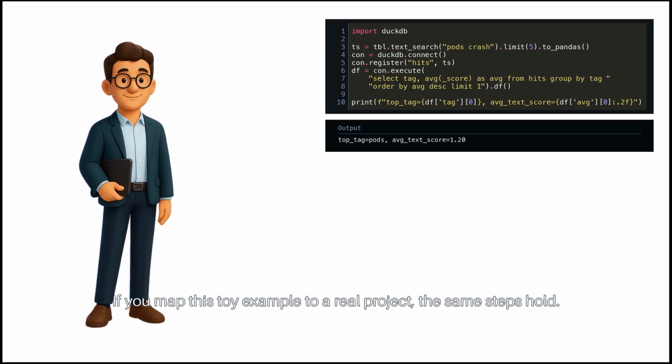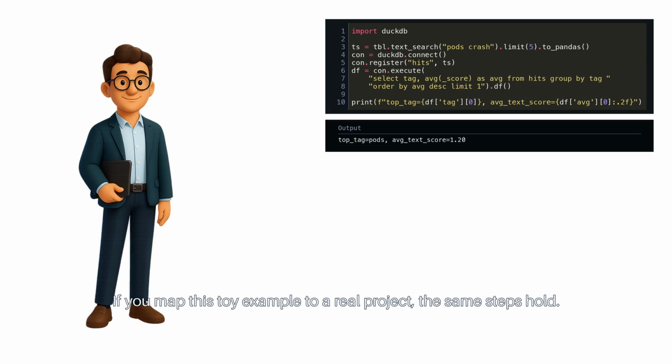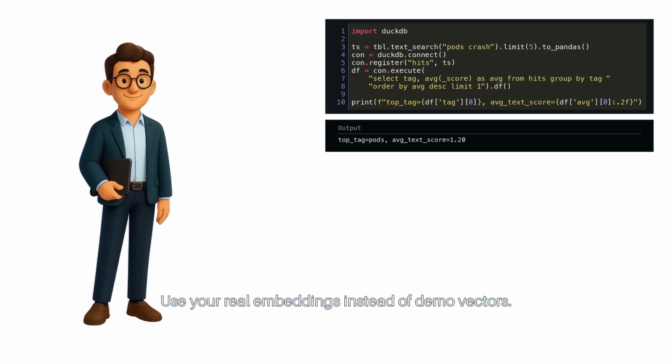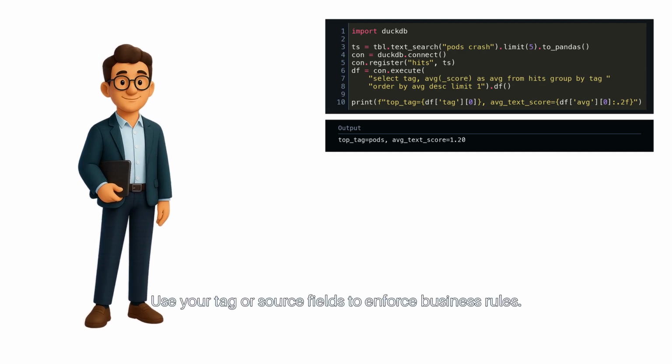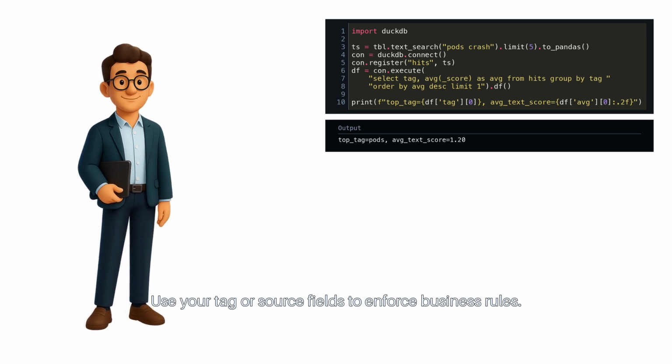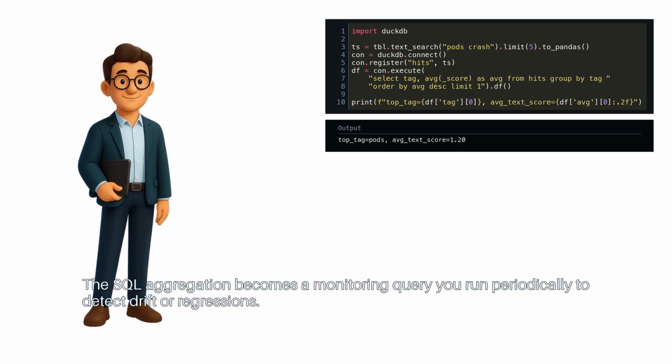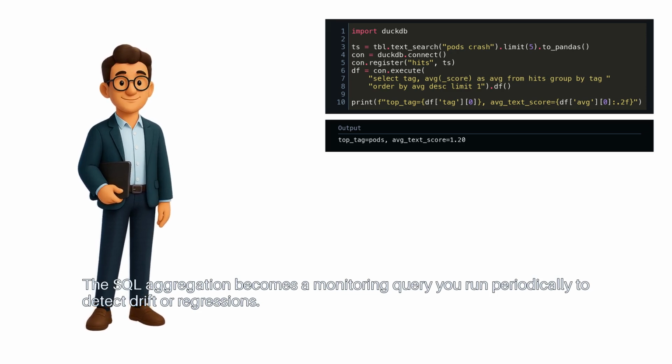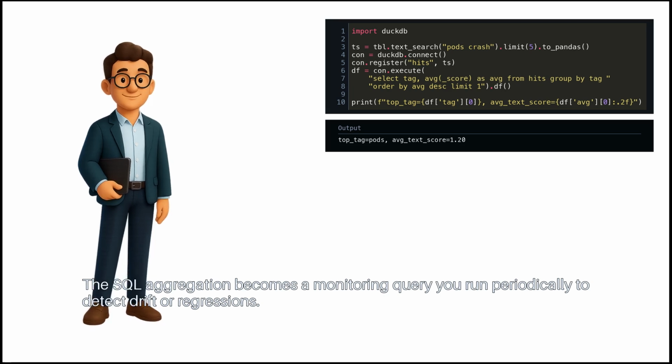If you map this toy example to a real project, the same steps hold. Use your real embeddings instead of demo vectors. Use your tag or source fields to enforce business rules. The SQL aggregation becomes a monitoring query you run periodically to detect drift or regressions.